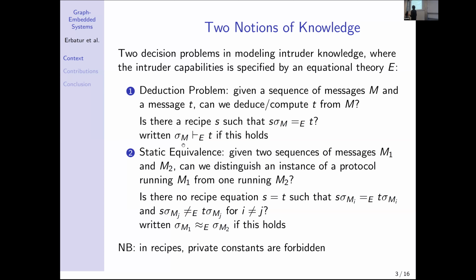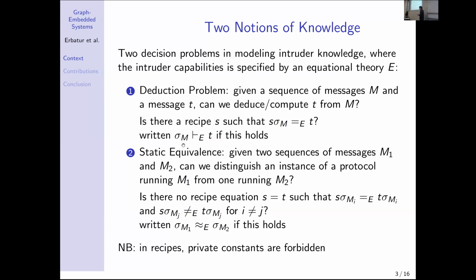So we have two kinds of problems. A first problem corresponding to a reachability problem, what is called a deduction problem. And we have also, let's say, an equivalence problem called static equivalence. So for deduction, the problem is to determine, given a sequence of messages and a term T that could be seen as a secret, can we deduce the secret from the messages that have been exchanged during the run of the protocol.